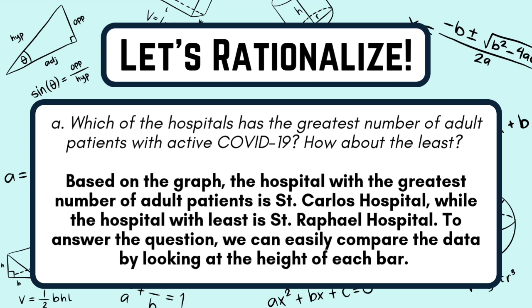So mula doon sa nakita natin na pinresent na double bar graph, lumalabas na ang ospital na may pinakamaraming bilang ng matandang pasyente or hindi naman matanda, adult na pasyente, ay ang St. Carlos Hospital. Ang pinakamababa naman na may mga adult patient ay ang St. Raphael Hospital.